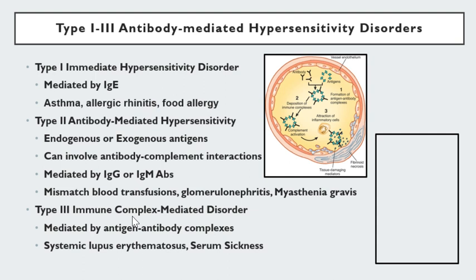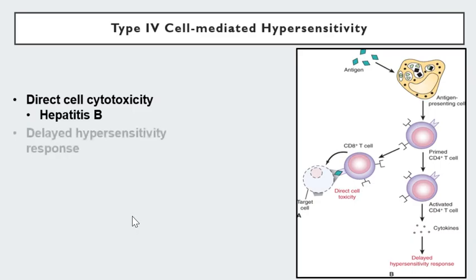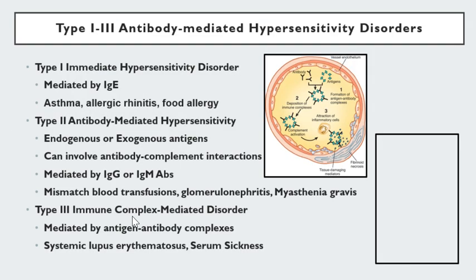So type 1 is mediated by IgE, and it's stuff like asthma, allergies, and food allergies. You might have heard of this cleanliness hypothesis, where there are different areas that don't have near the hygiene that we have in America, and get exposed to all kinds of pathogens.